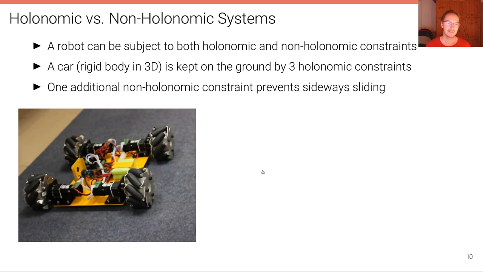So I have 2 examples to illustrate this further. This is a robot that looks like a vehicle, but it's actually more sophisticated than that because it can conduct any motion through its special arrangement of wheels and because it can power each of these wheels independently.